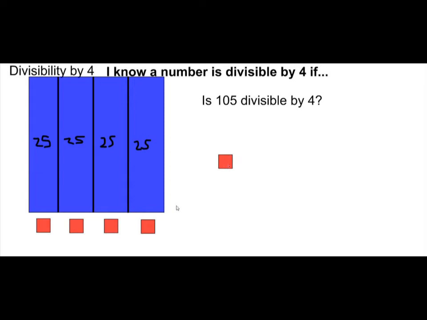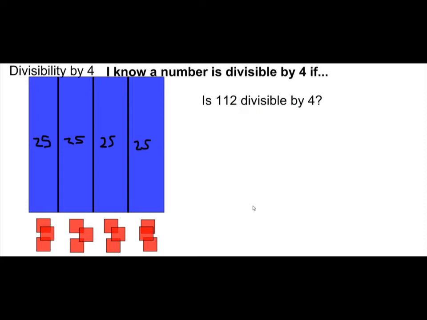How many more squares do I need to make my next number that's going to be divisible by 4? Hopefully you can see that the next number that's going to work is 108. And the next number after that, I'll put 1 there, 2, 3, 4. Now I've got a group of 28, a group of 28, a group of 28, and a group of 28. I've got 100, and how many do I have down here? 4 groups of 3 make 12. The next number that's divisible by 4 is 112.